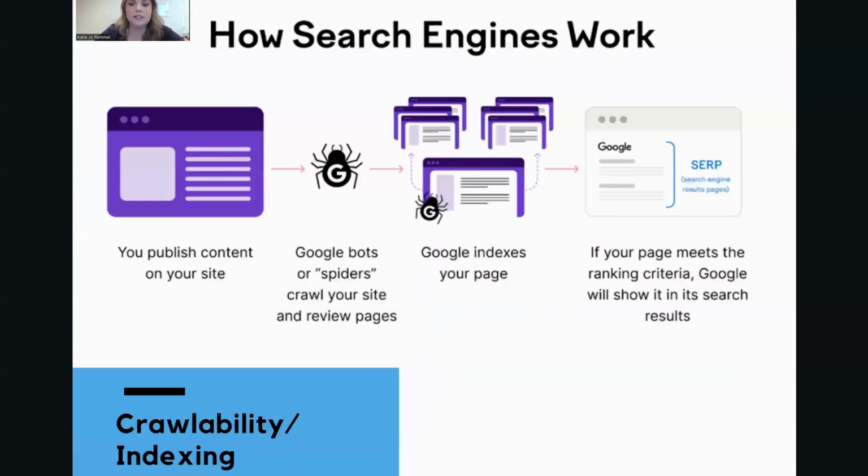All right. This is just a little visualization of how the search engine works. You publish your content on your site. The Google bots or spiders crawl your site and review the pages. And then Google indexes your pages. It picks out the highlights of those pages: the banners, the topic headers, the links that you've put in there, the verbiage that you've used. If your page meets the ranking criteria, Google will show it in its search results.